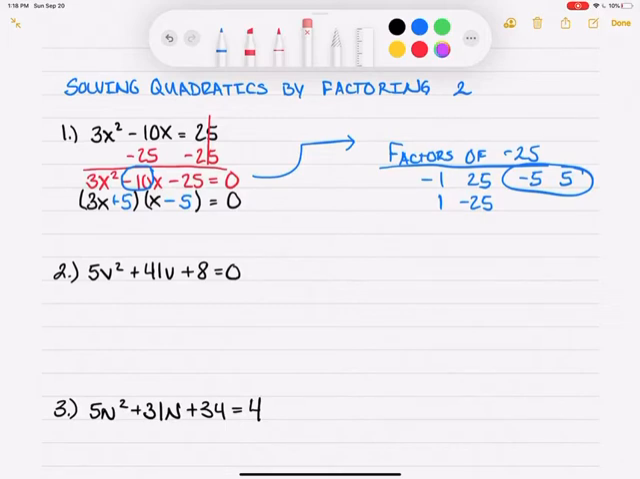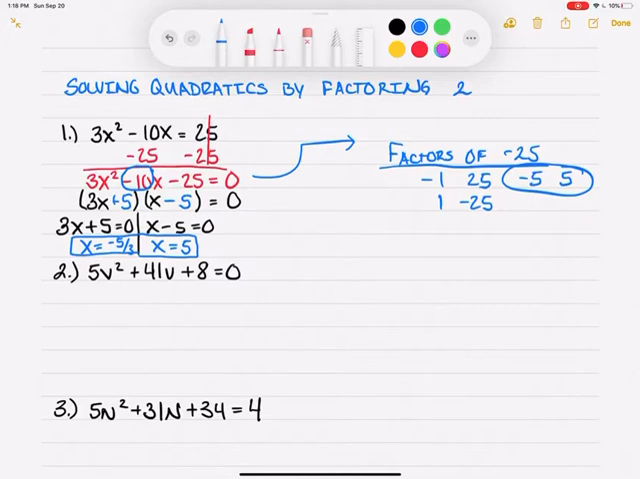So now what I need to do is take both of my binomials, which are 3x plus 5 and x minus 5, and set them both equal to 0, and solve. In the first problem, I get x equals negative 5 over 3. In the second, I get x equals positive 5. These are my two answers.